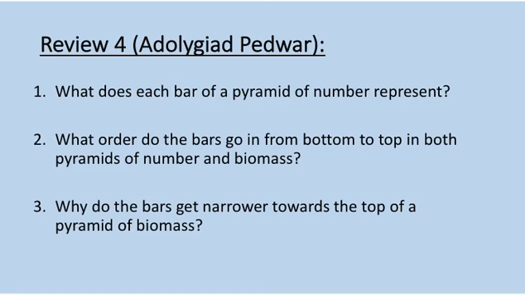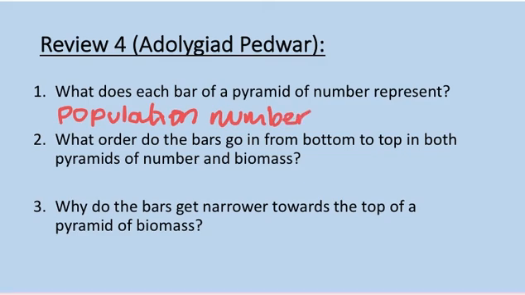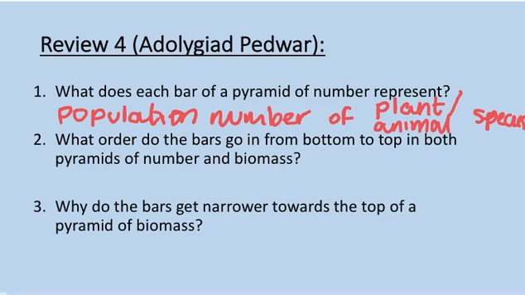Okay, so number 1, what does each bar of a pyramid of number represent? The answer here is the population number of a plant or animal species. Okay, so each bar of a pyramid of number represents the population number of a plant or animal species.